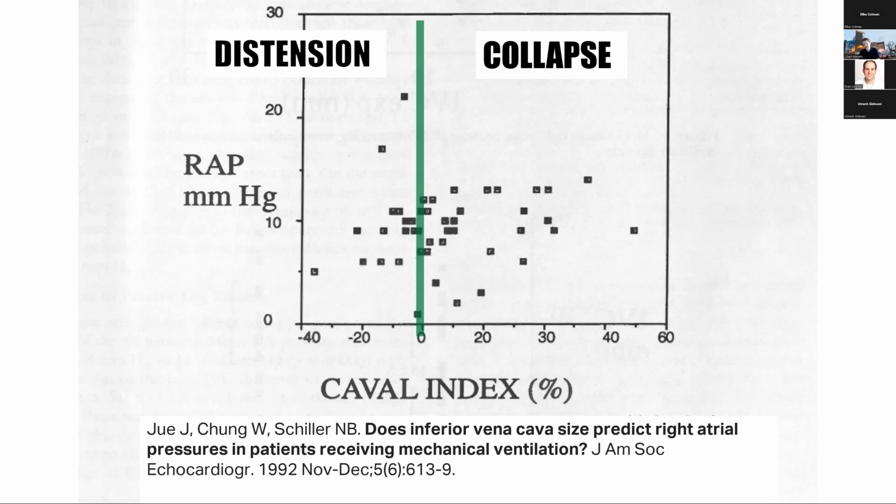And this is demonstrated by Yu's study from 1992. He looked at 49 mechanically ventilated patients where he did not control for spontaneous breathing. And you can see the distribution of distension and collapse of the IVC was fairly well distributed.